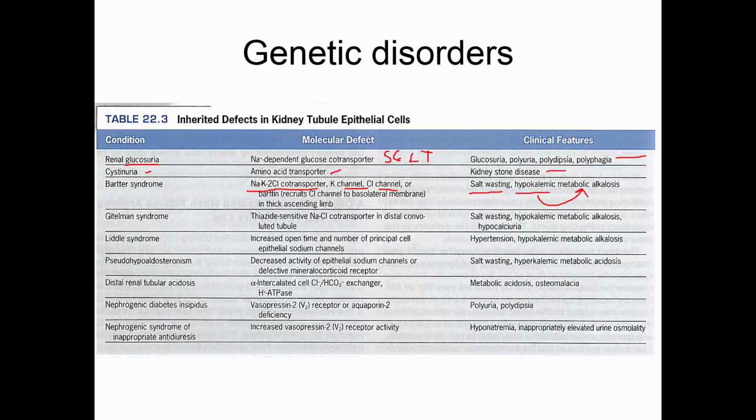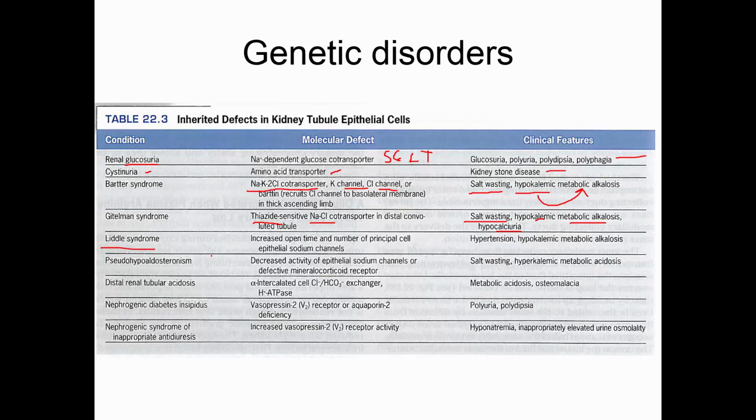Gitelman syndrome is a problem with the sodium chloride transporter in the distal tubule. Remember that's the transporter that's sensitive to thiazide diuretics. Again, if you don't have this transporter, you're going to lose salt in the urine, and this is a potassium-losing diuretic. So even though it's not directly here, indirectly it does relate to potassium and calcium. So you will lose those in the urine, and there will be acid-base problems as well.